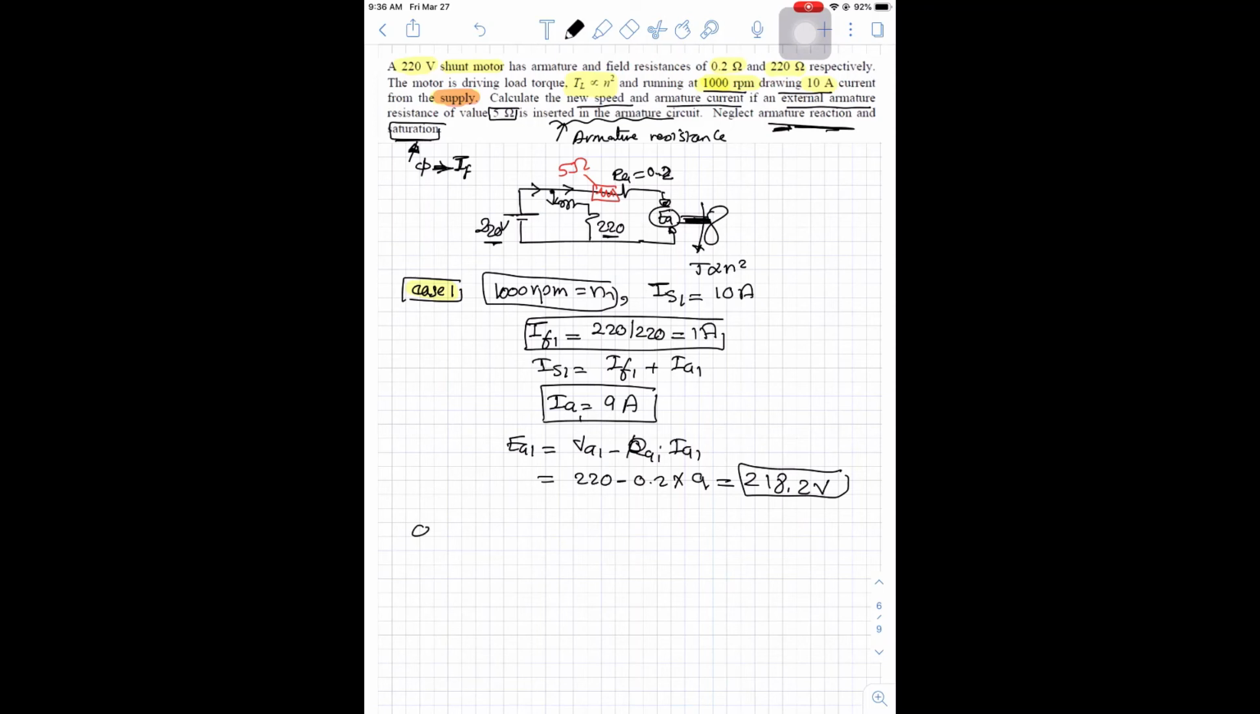Now let's go to case 2. What is given in case 2 is that we inserted 5 ohm in the armature circuit.